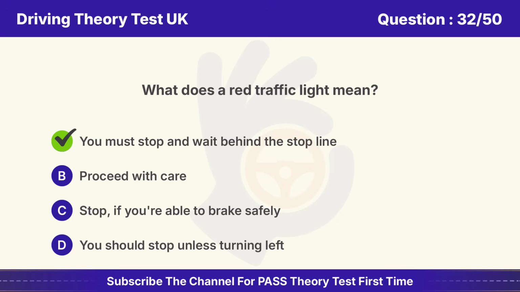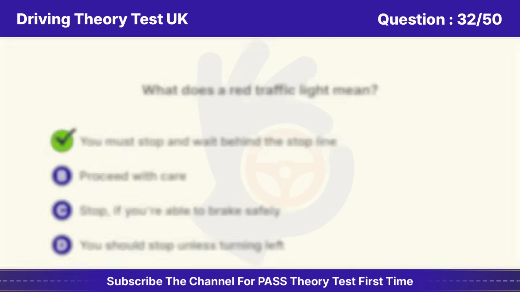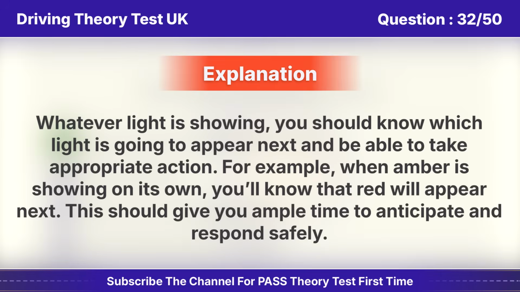Answer is A. You must stop and wait behind the stop line. Whatever light is showing, you should know which light is going to appear next and be able to take appropriate action. For example, when amber is showing on its own, you'll know that red will appear next. This should give you ample time to anticipate and respond safely.